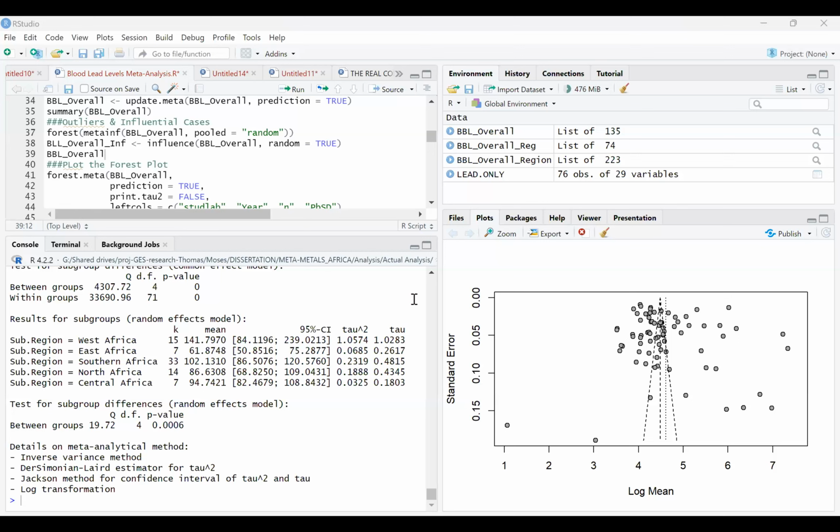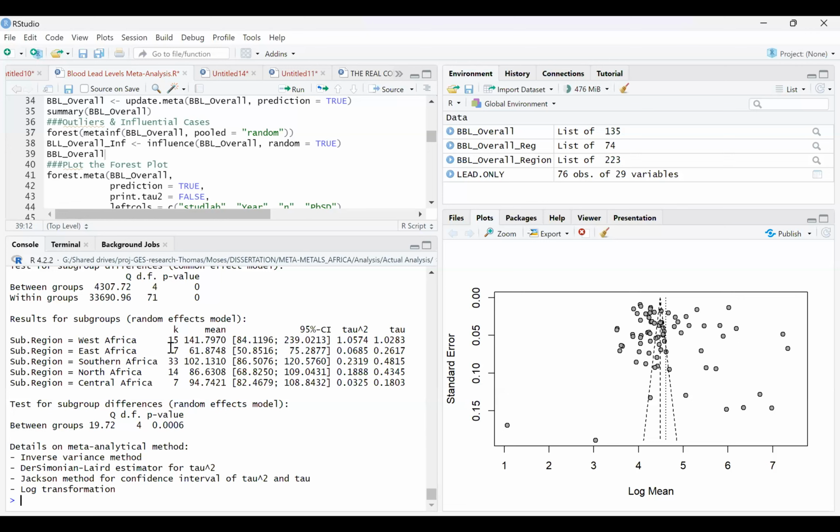All right, so if you are seeing it, very fine. So you could see that the subgroup, which is equal to West Africa, has a mean of 1.14 micrograms per liter, with confidence intervals 84 to 239, which is very large. And we have 15 studies from West Africa, and most of them are coming from Nigeria, especially the areas around Zamfara. They do mining there, and because of that, the area is extremely polluted.